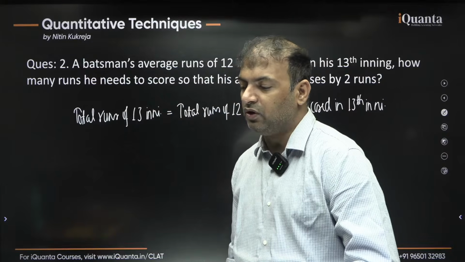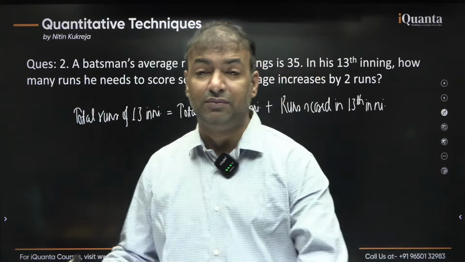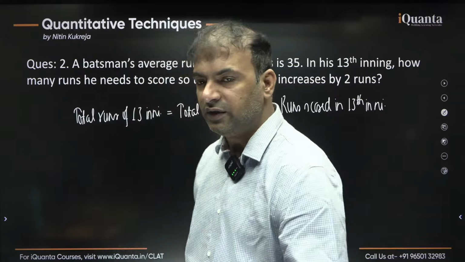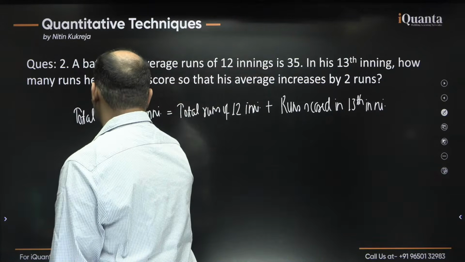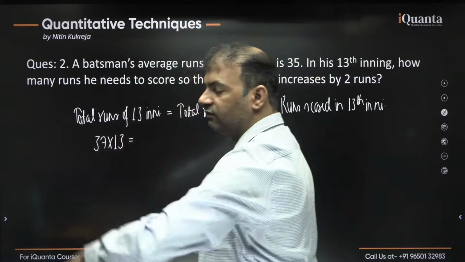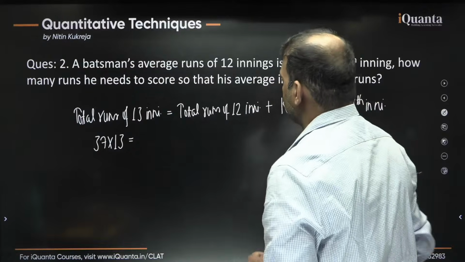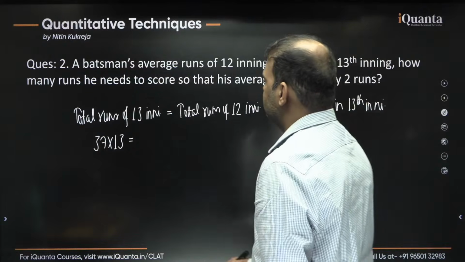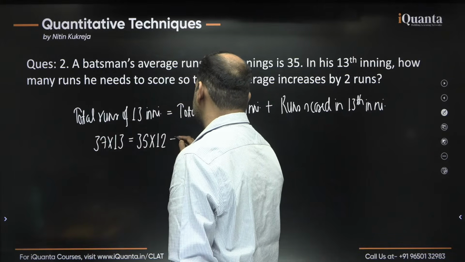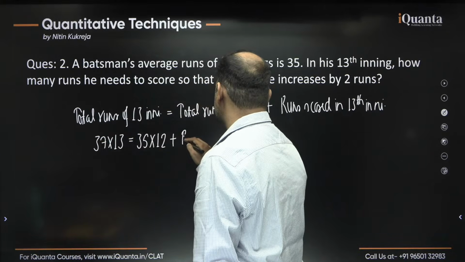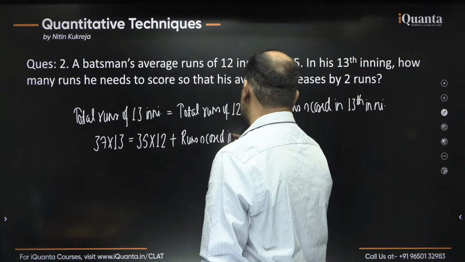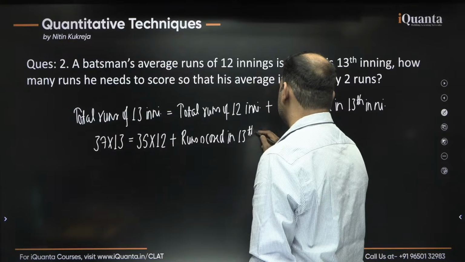And what is the formula of the total runs, or the sum of the runs? We can say average runs into the number of innings. So in 13 innings, the average is 37 and the innings are 13. So 37 into 13 must be the total runs of the 13 innings. Then the total runs of 12 innings: the average is 35 and the innings are 12, so 35 into 12, plus the runs scored in the 13th inning. This is what we have to do.